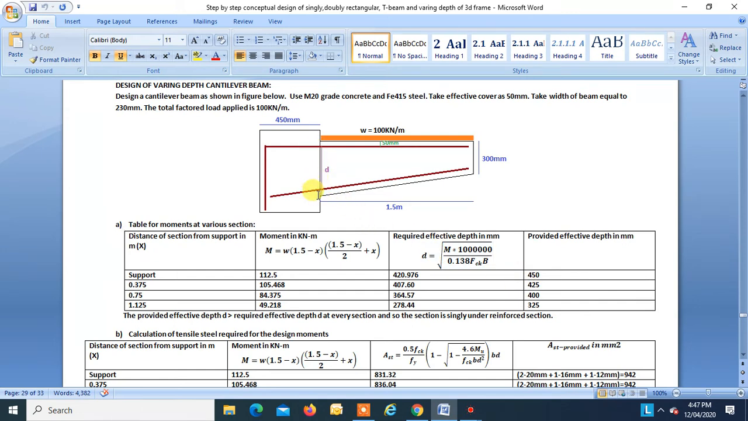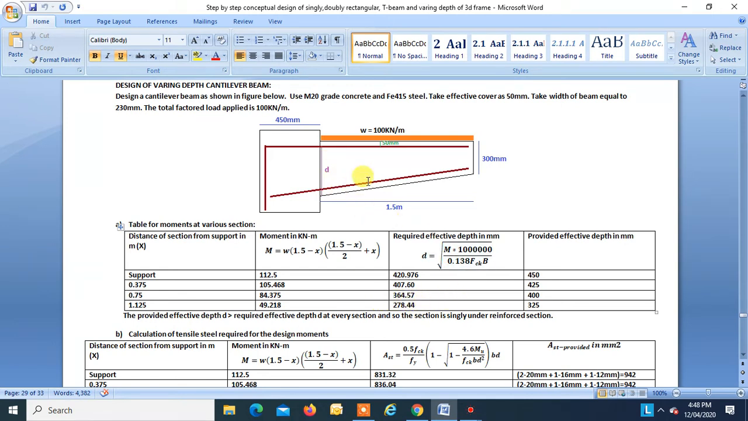So the effective depth is 450 plus 50 mm cover, so overall depth over here is 500 mm, and we are taking this as 300 mm. When you do interpolation, you can find the effective depth at different sections. Over here it is found to be 425, over here 400, over here 325. Now 425 is greater than required, so okay. 400 is greater than required, okay. 325 is greater than required, okay.